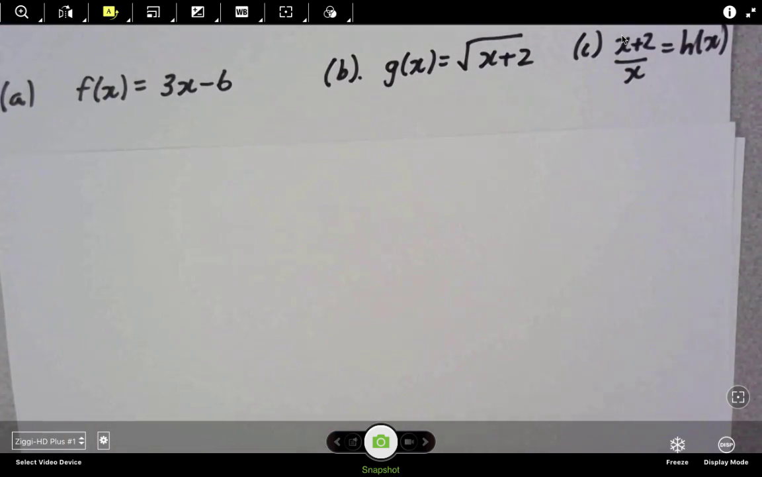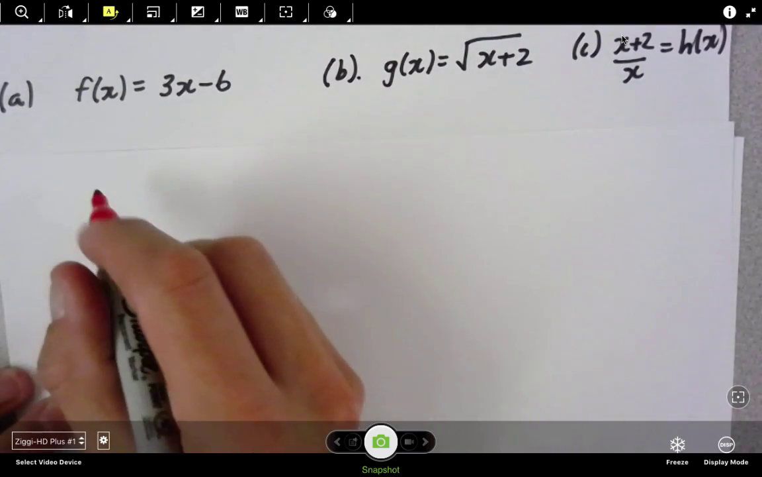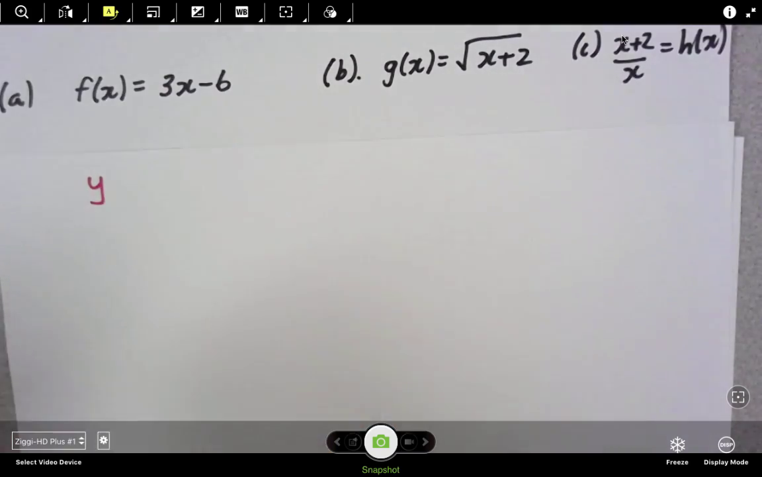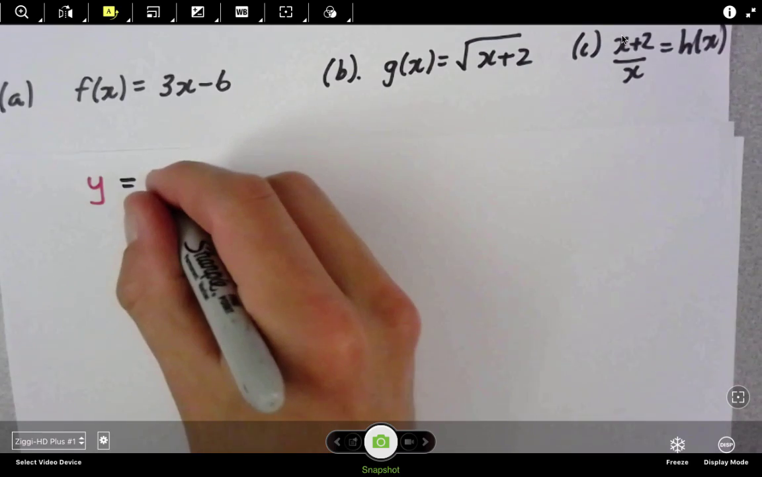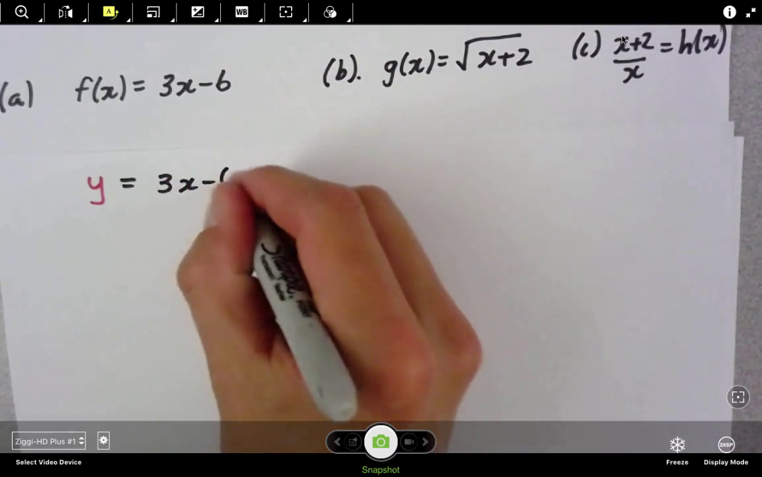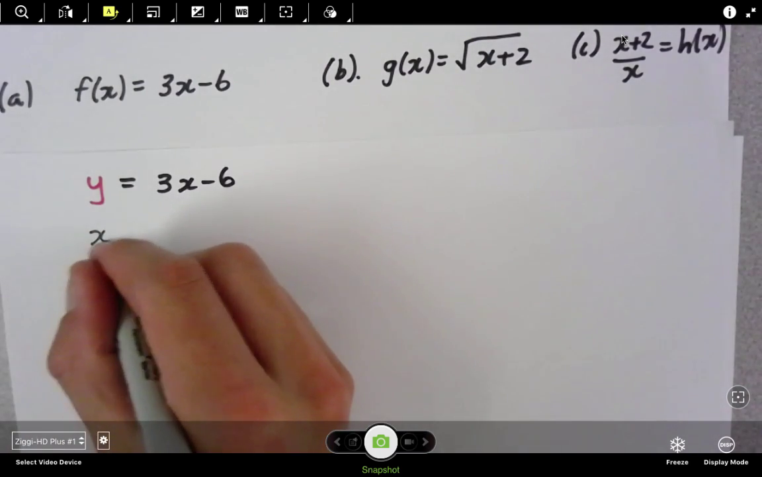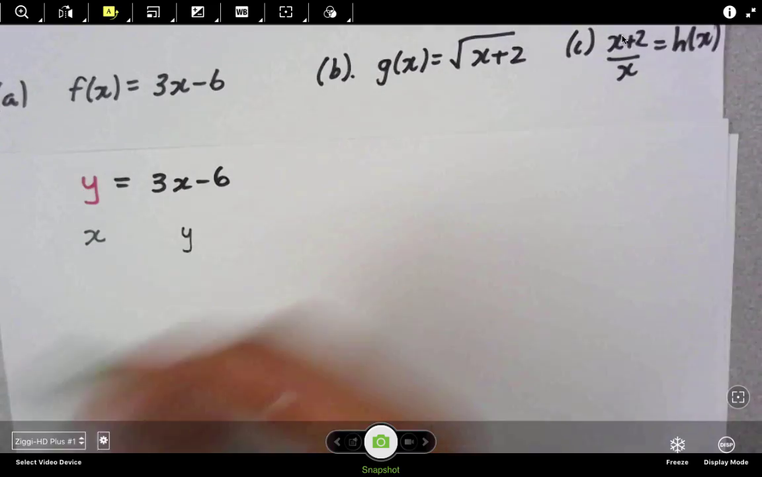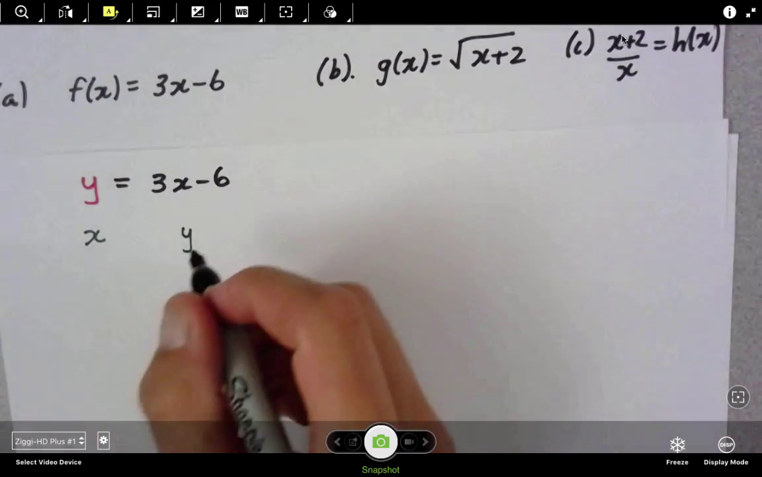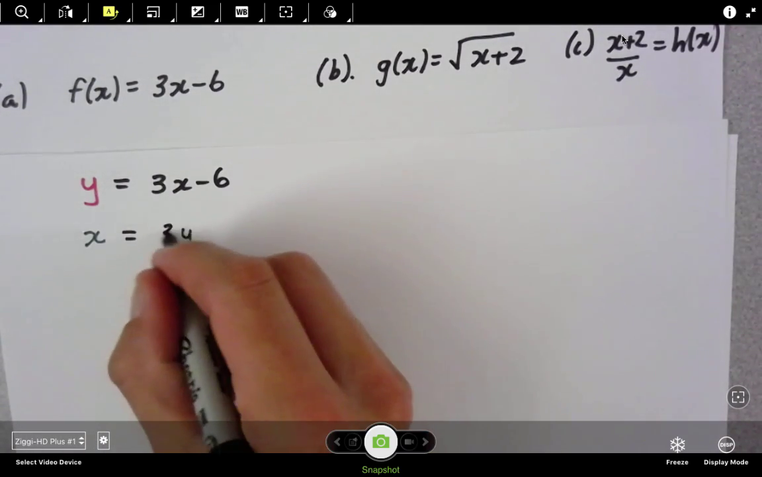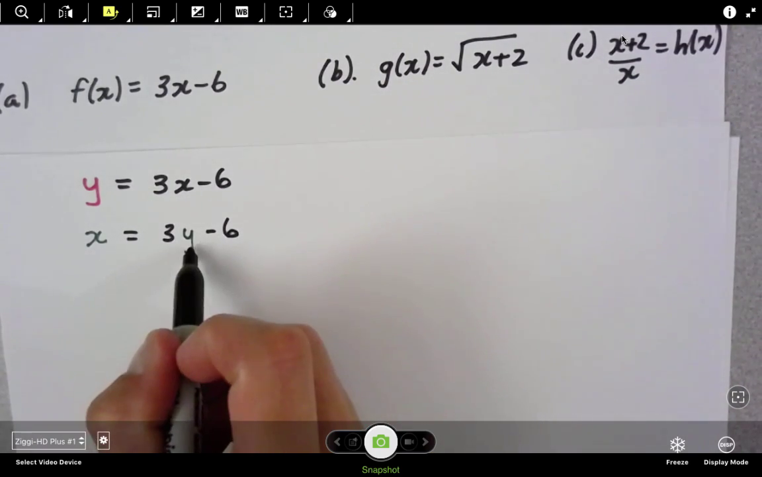So step number 1 says to replace f of x with y. So we're going to have y, and that's going to equal, we're just going to leave everything else the same, 3x minus 6. The second step tells us to now switch the x and the y. So x goes where y is, and then if I drop that down, y equals 3y minus 6, right? So we just switch x and y.